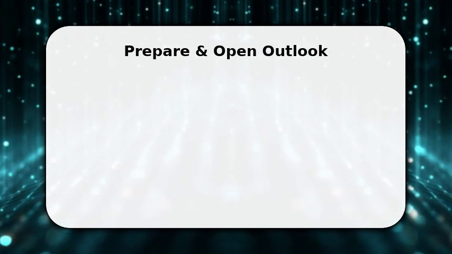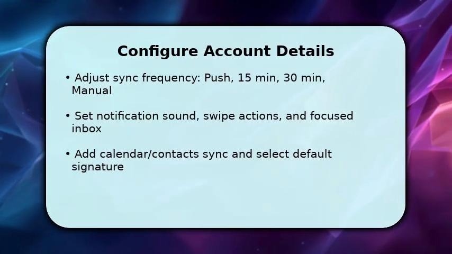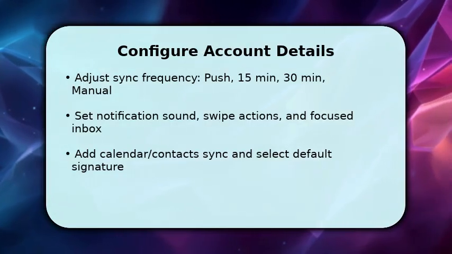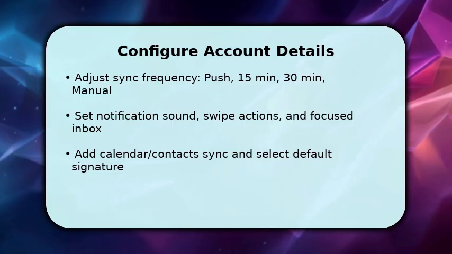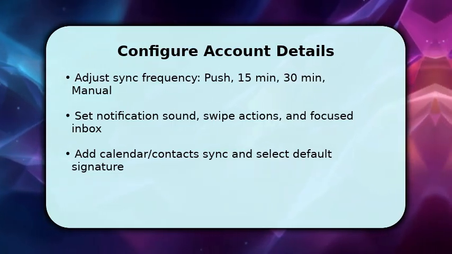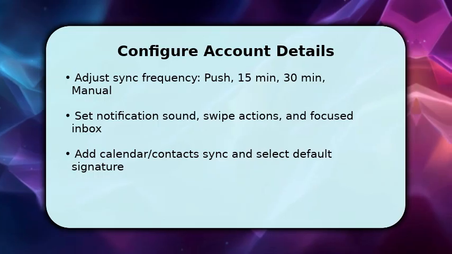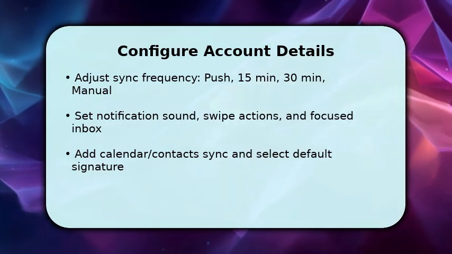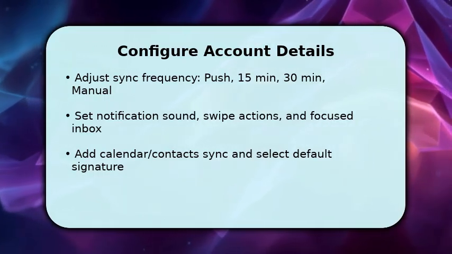Now you refine how Outlook behaves. Go to Settings, tap your account, and choose Mail Sync Frequency. Push keeps mail current but uses more battery. Next, customize notifications and swipe actions so triage is fast. Set archive or delete on swipe.